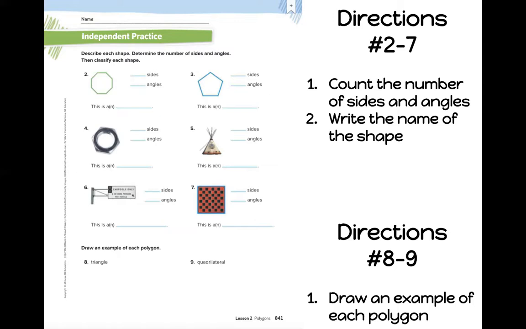So let's think about it. A heart. Would that be a polygon? Think about that for a second. I don't think a heart would be a polygon because it has two curves at the top. Okay, so when you're drawing your polygon for numbers 8 and 9, make sure that all of your lines are as straight as you can make them.